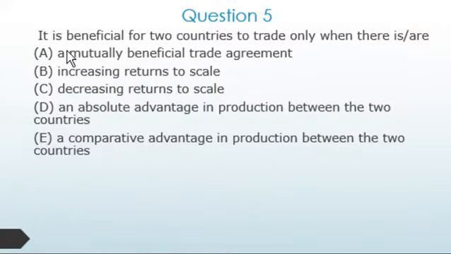So in question 5, we have it is beneficial for two countries to trade only when there is, and it's a comparative advantage in production between two countries. So trade will exist between two countries if there is a comparative advantage between the two countries, which means that one can produce one good more efficiently, the other country can produce another good more efficiently in terms of the other goods that they can make, so they can both beneficially trade with one another.